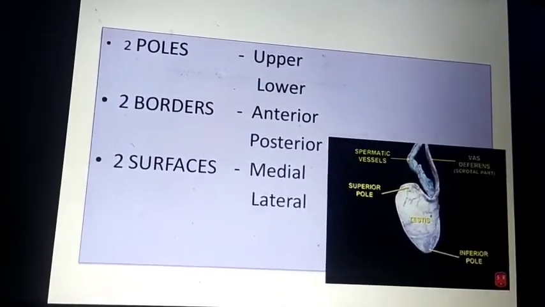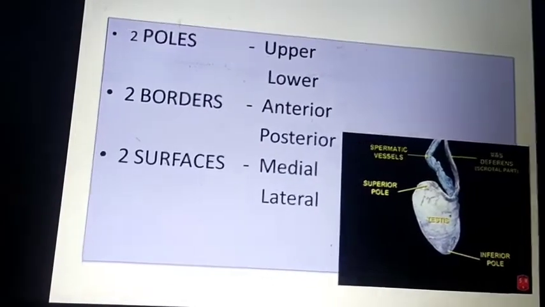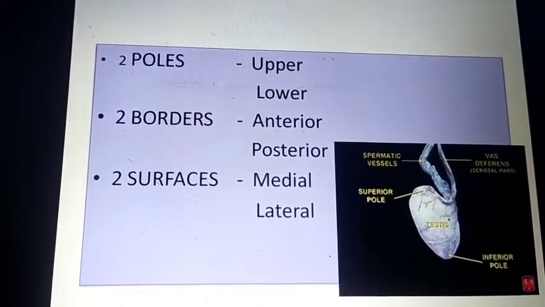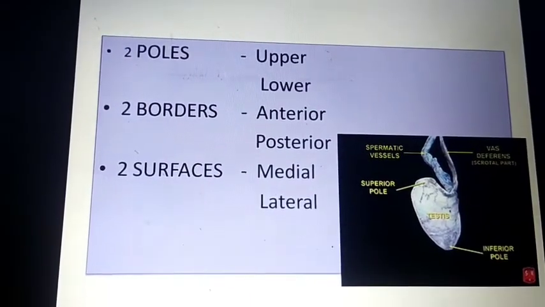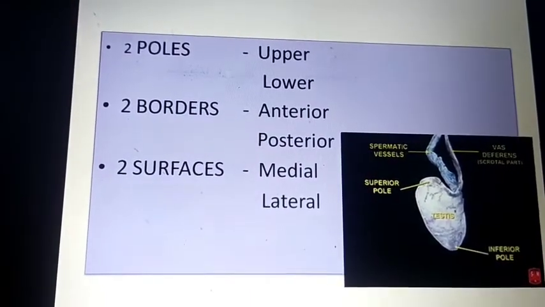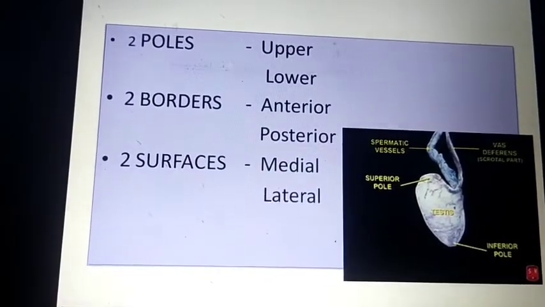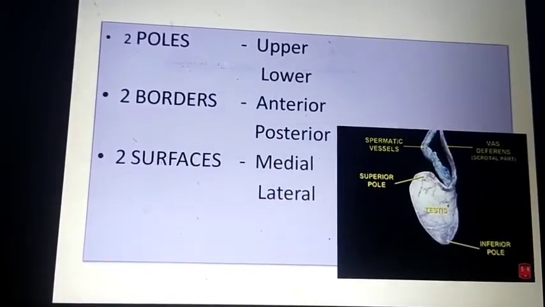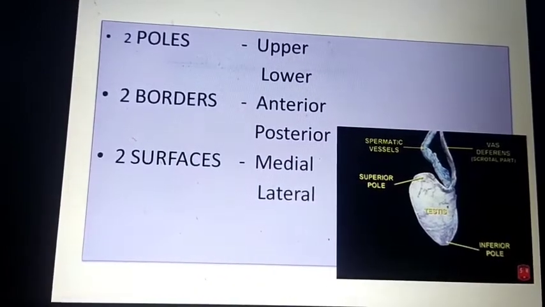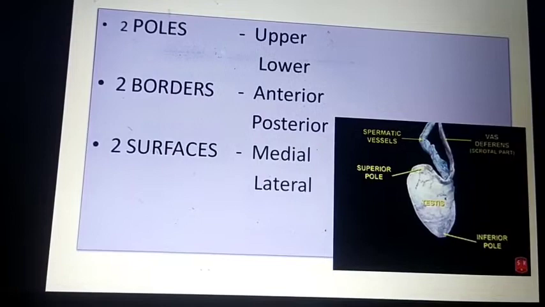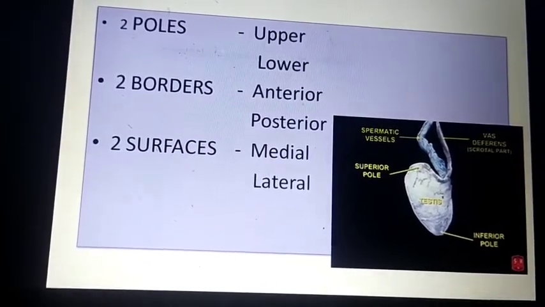Now, we can go for the morphology or external features of the testis. It has two poles, two borders, and two surfaces. Before that, it is oval in shape. It has two poles: one is the upper pole and one is the lower pole. We also say superior pole or inferior pole.